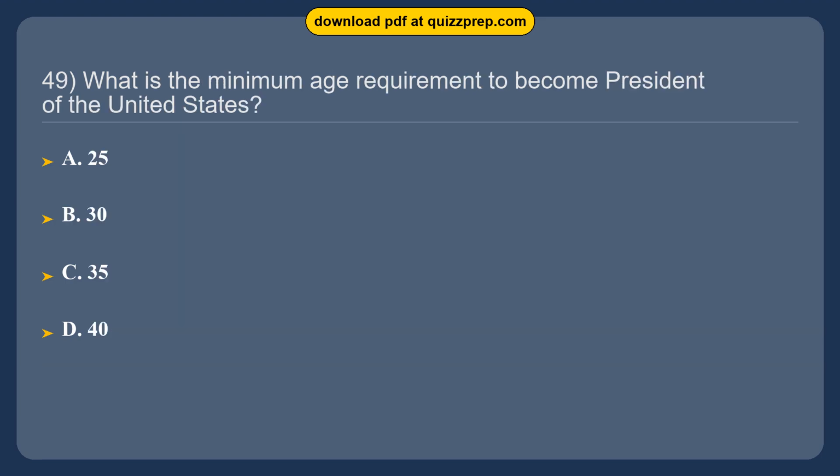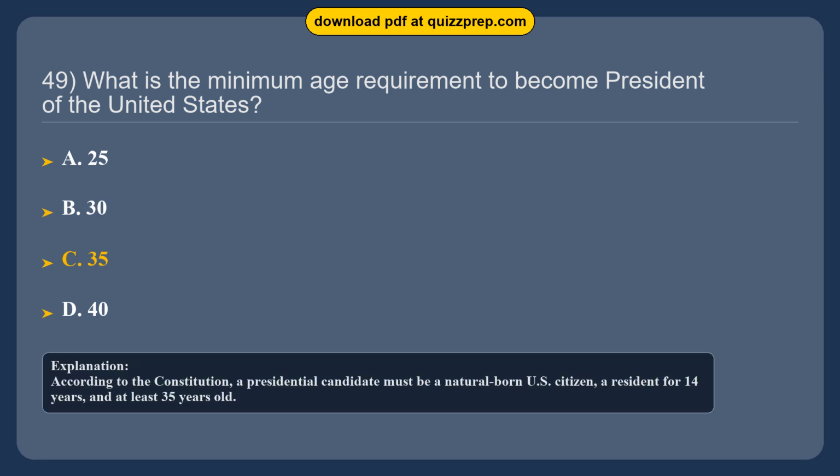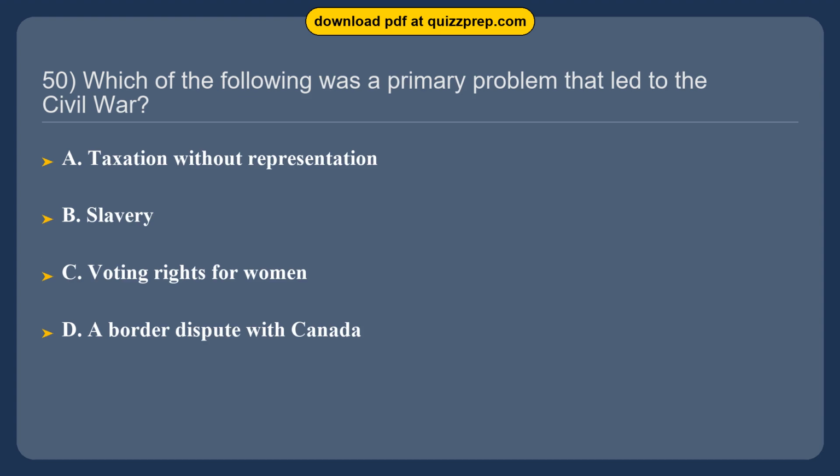Question 49. What is the minimum age requirement to become President of the United States? Option A, 25. Option B, 30. Option C, 35. Option D, 40. The correct answer is option C, 35. According to the Constitution, a presidential candidate must be a natural-born U.S. citizen, a resident for 14 years, and at least 35 years old. Question 50. Which of the following was a primary problem that led to the Civil War?